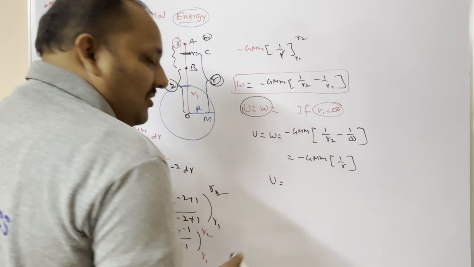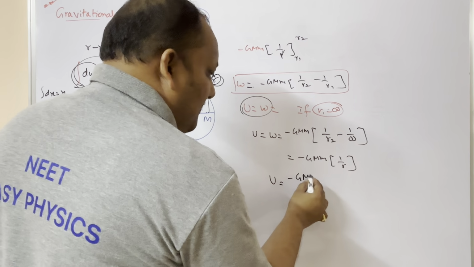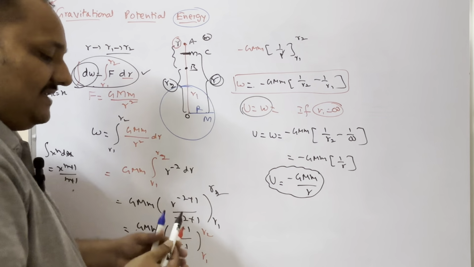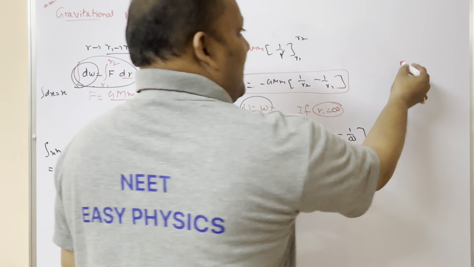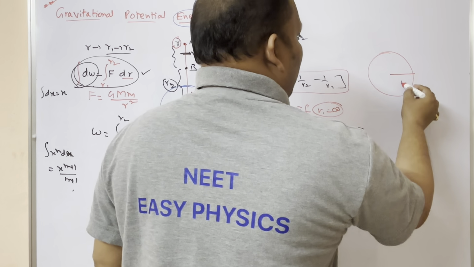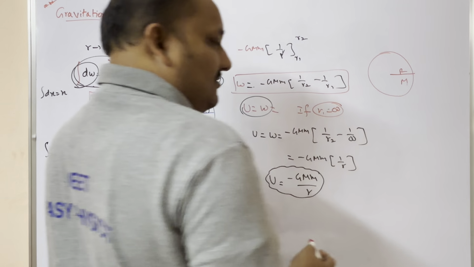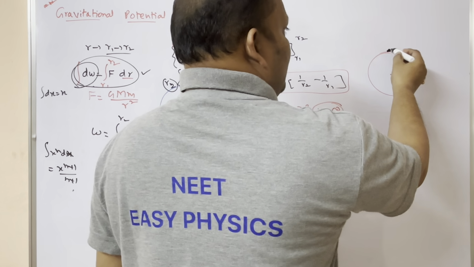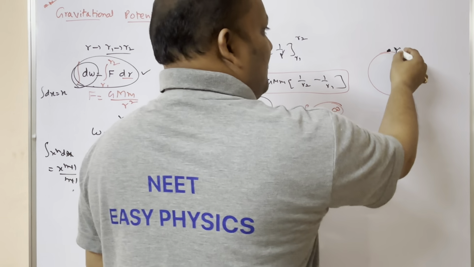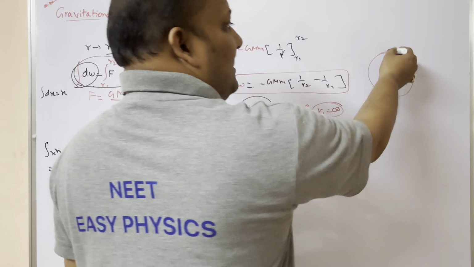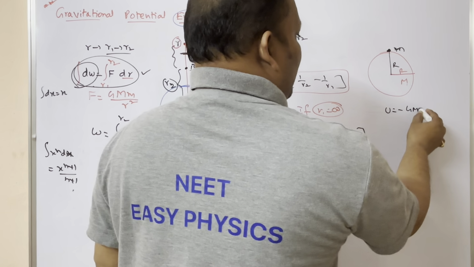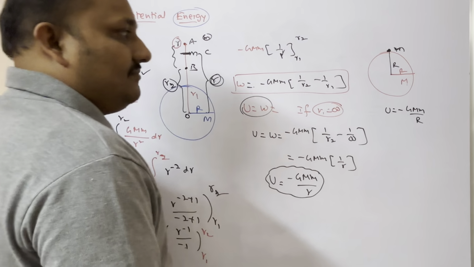Now, gravitational potential energy U is equal to minus GMm by R. What is the meaning of this equation? If the mass of the planet is capital M and the radius of the planet is capital R, and you are standing at this position with your mass small m, then what is your gravitational potential energy? U is equal to minus GMm by capital R.